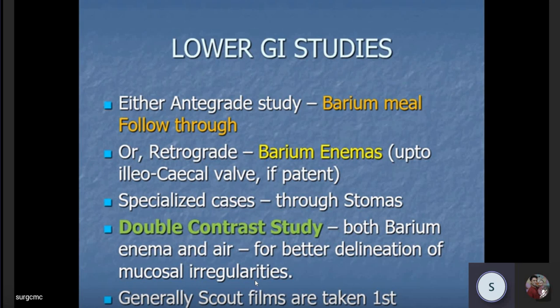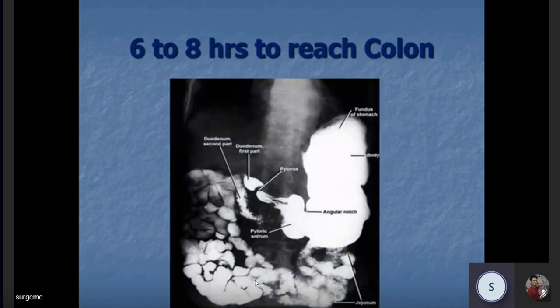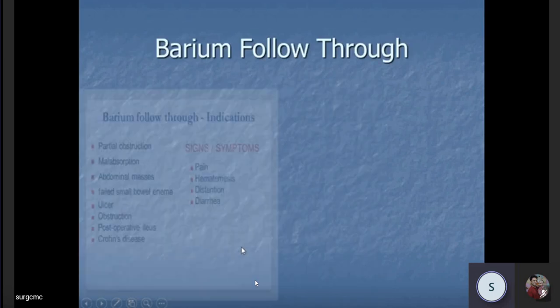And of course, barium studies, particularly lower GI studies, a scout film, that is a non-contrast simple X-ray, AP view is taken first, then the dye is given. The dye takes 6 to 8 hours to reach the colon. This is the stomach. This is the angular notch. Because of peristaltic movements, it goes through the pylorus, duodenum, small bowel, jejunum, and ultimately into the large bowel. It takes 6 to 8 hours.